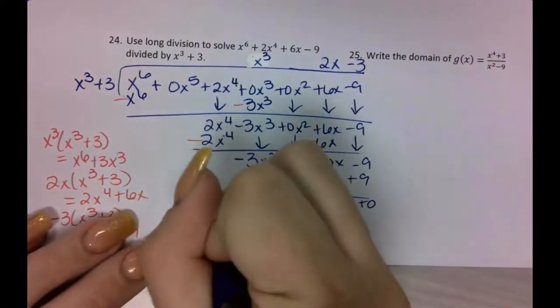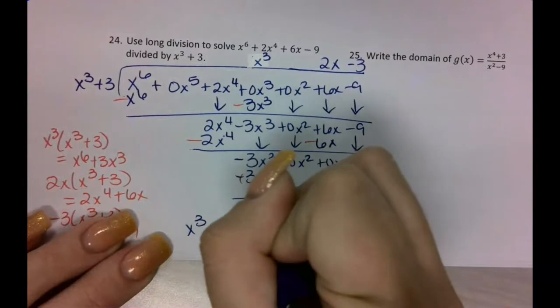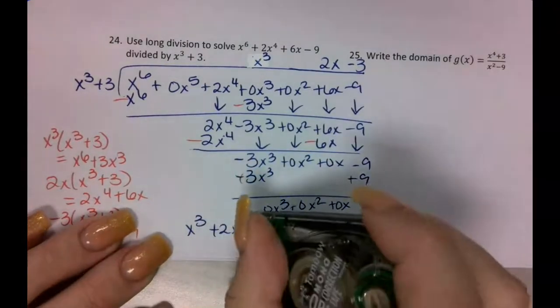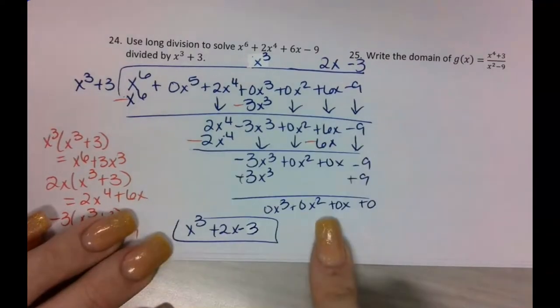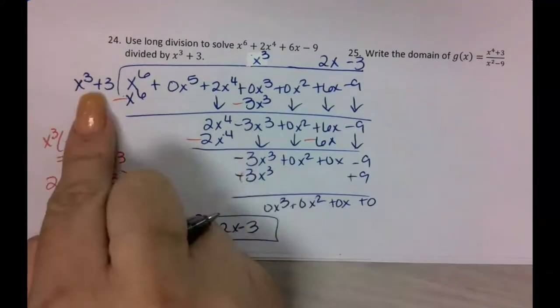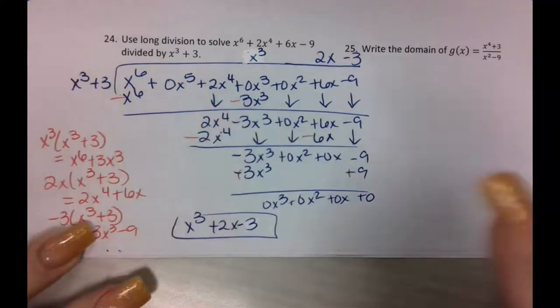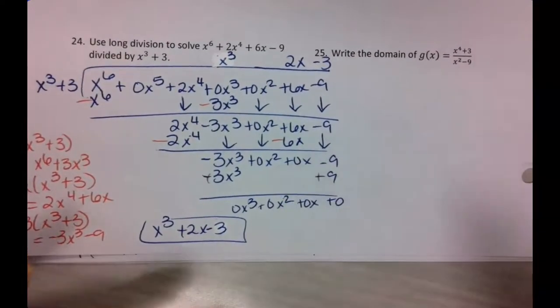So I have x cubed plus 2x minus 3. If I had a remainder, the part I wrote at the end, right here, would be written as a fraction divided by my divisor. Number 25 wants me to write the domain.